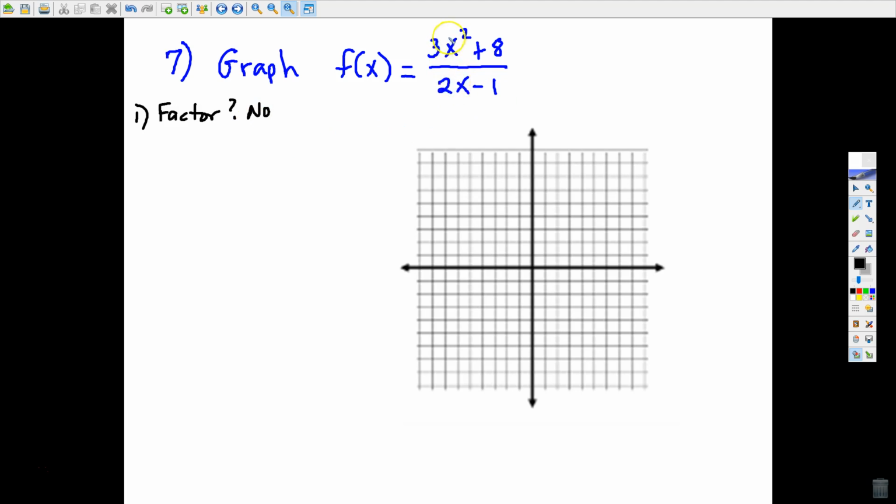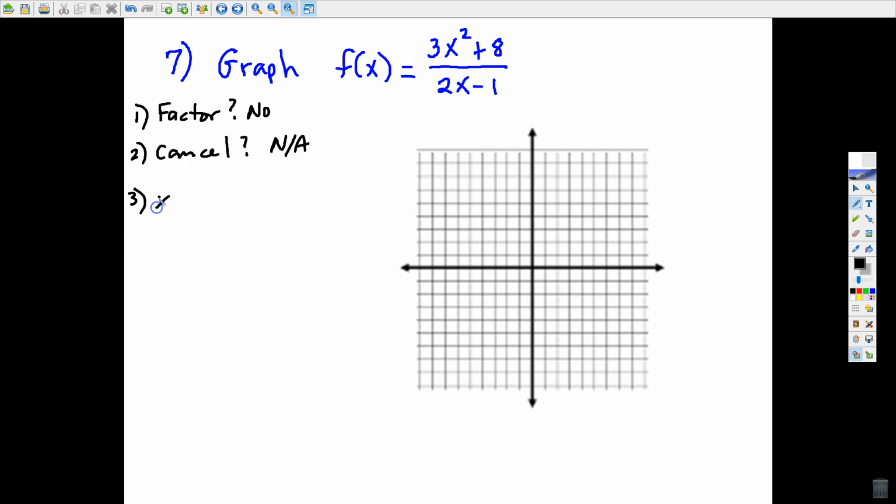Remember, I can't cancel terms. I can only cancel factors. So resist the temptation to cancel with x here. These are terms, and you only cancel factors, not terms. So factor, no, and so therefore I'm just going to write myself a note. Canceling is not an option because there are no matching factors.